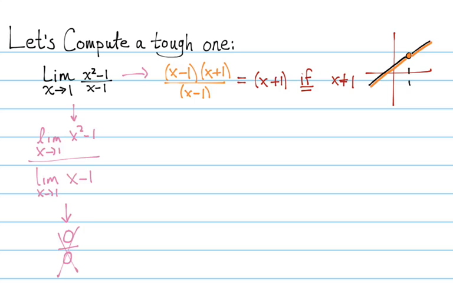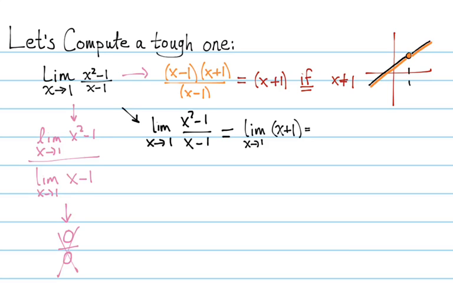And so what we can do from our other rule is rewrite this: the limit as x approaches 1 of x squared minus 1 over x minus 1 is equal to the limit as x approaches 1 of the function x plus 1. And you can pause this, go back a few slides, and you'll see what this equals is 2. And so the limit as x approaches 1 of x squared minus 1 over x minus 1 is just 2. And that's our final answer.